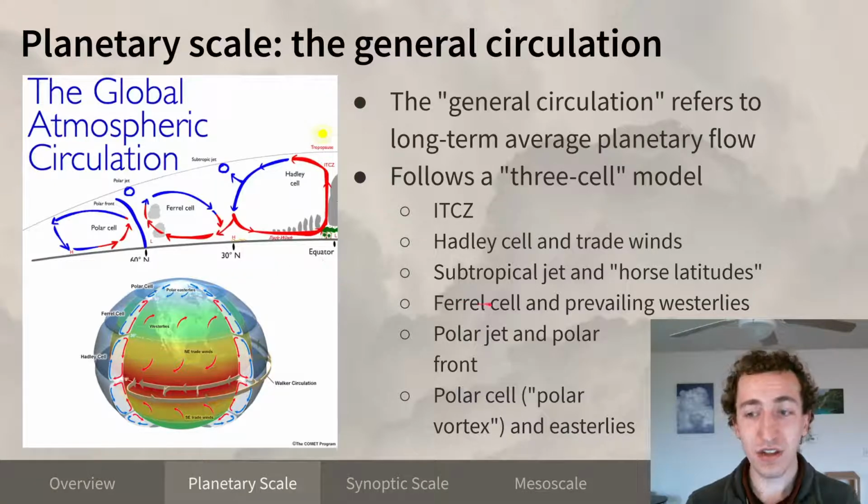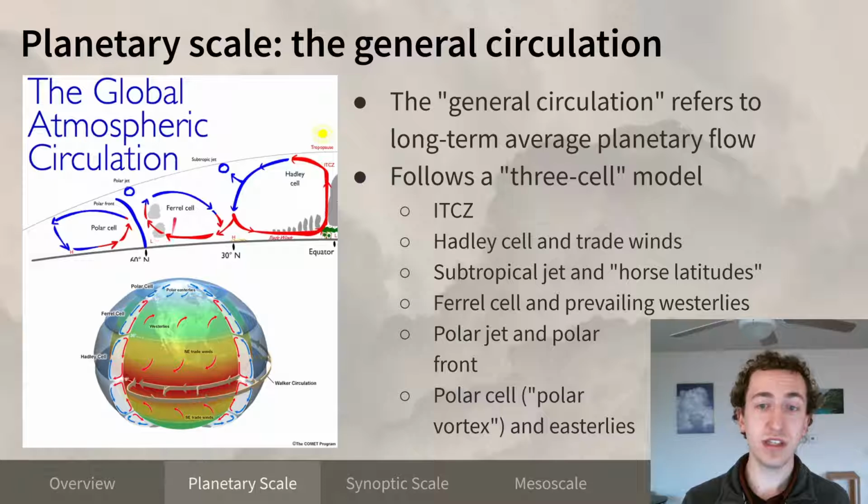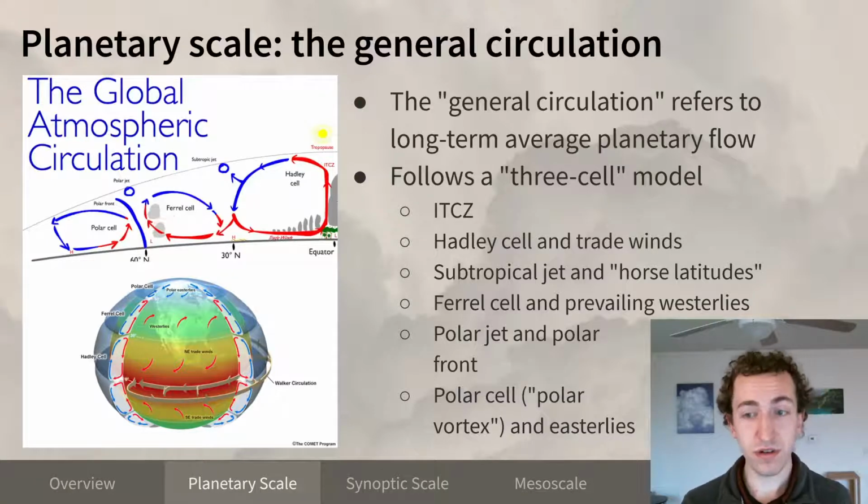Then we get to the Ferrel cell, which is this next circulation over here. And again, because we have wind that's coming from the equator, because of the Coriolis deflection, it tends to be westerly. And then we get to about 60 degrees latitude, where we get a polar front and the polar jet, which separates the Ferrel cell from the polar cell.